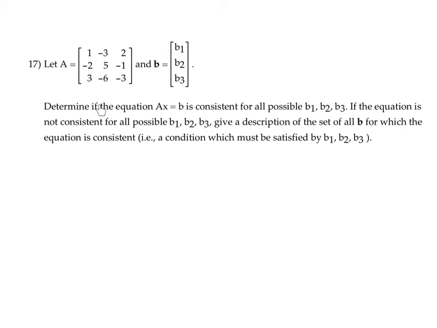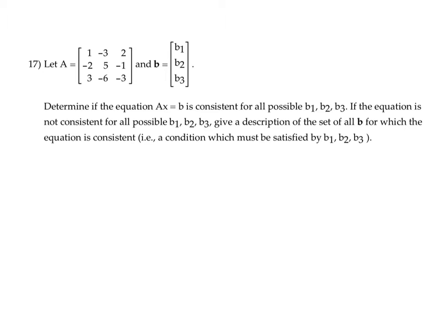So the first question is pretty easy to answer by row reducing this to see if there are three pivot positions. Now, if the equation is not consistent for all possible b1, b2, b3, then we want to give a description of the set of all b. This is the vector b for which the equation is consistent.